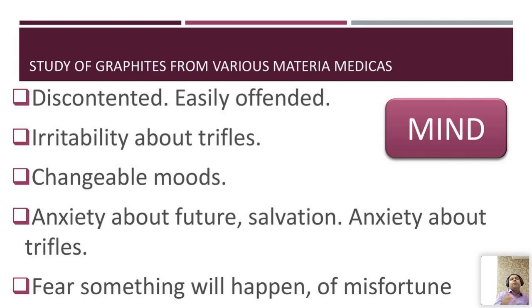The fear that something will happen. In Calcarea, there is fear that she will go mad, fear of insanity, fear of losing reason, and people will observe her mental confusion. That is in Calcarea. But in graphites, fear that something bad will happen. So we have a rubric for this. Can we just make it a bit interactive? Can we have a rubric, fear of something bad will happen? Can we have some input? So you may type, I'll move towards the next slide. You can keep thinking.